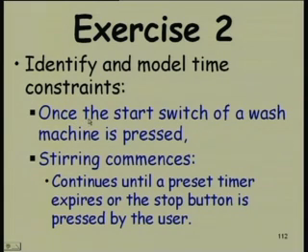If you press the start switch on the wash machine, then the stirring will commence. So, you put clothes, water is filled up, and once you press the start switch, stirring commences. It continues until a timer expires. So, before pressing the start switch, you should have set the timer, otherwise possibly it will be a default value. Then it continues stirring until the stop button is pressed by the user.